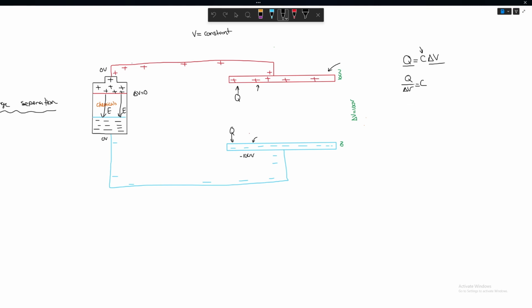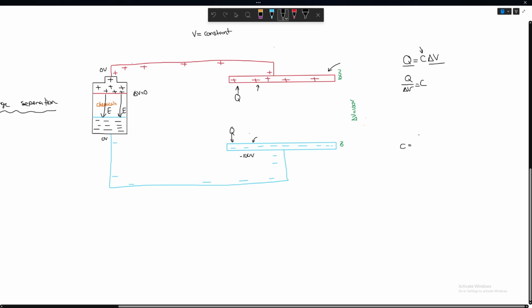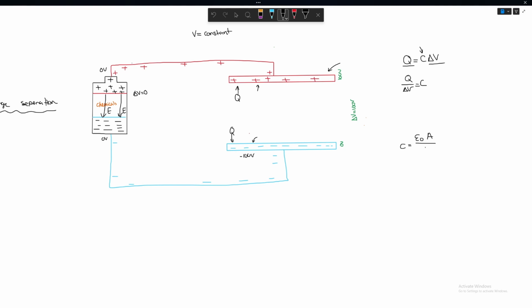And so the C depends on something else. And I'm going to introduce now my second equation. And so my second equation here is C equals epsilon naught times the area over D. Now the area, I'm talking specifically about the area of this plate. And so that is my area, is whatever this times how wide it is, right? X times Y. And so my area equals x times y.